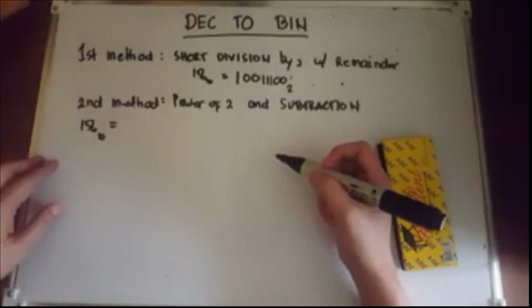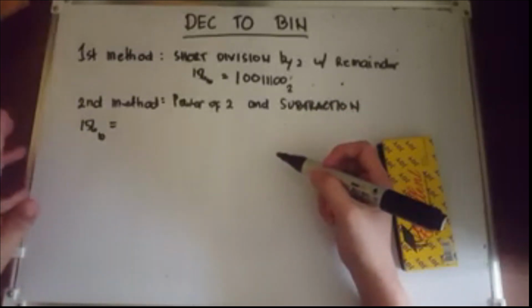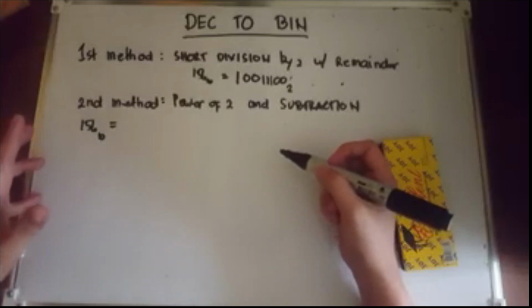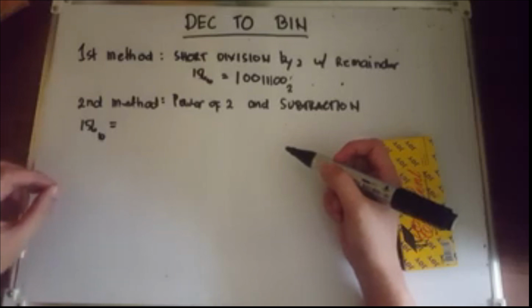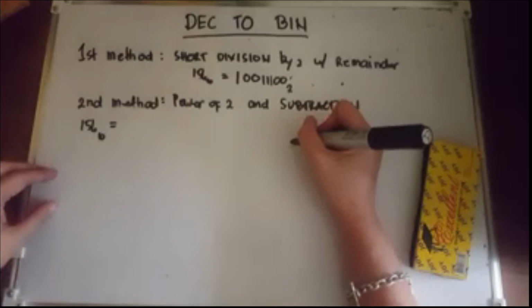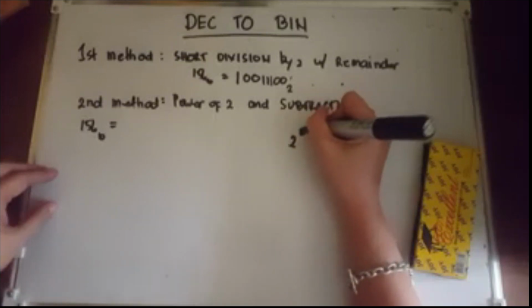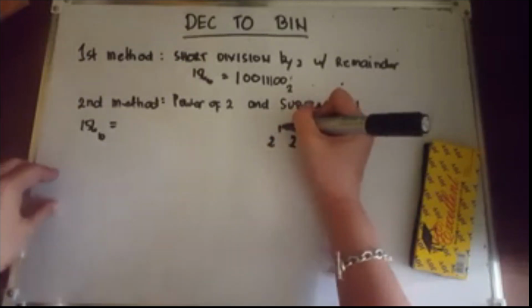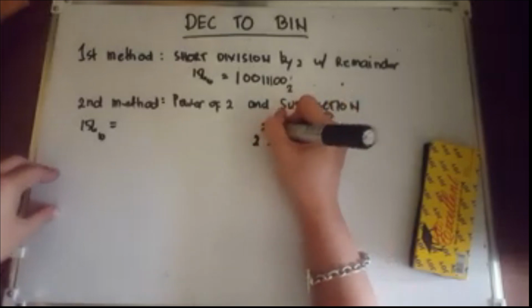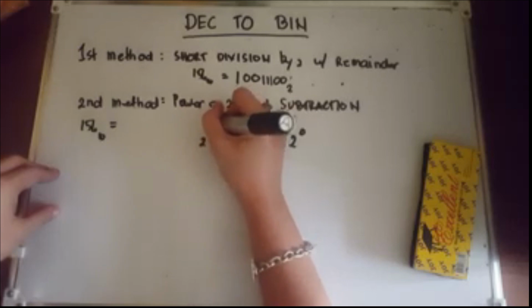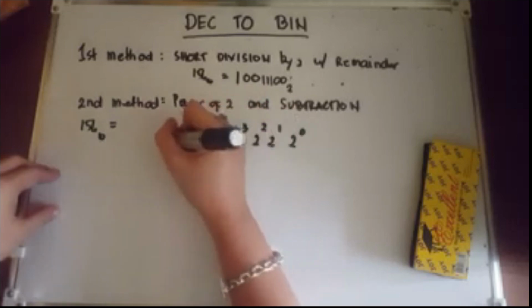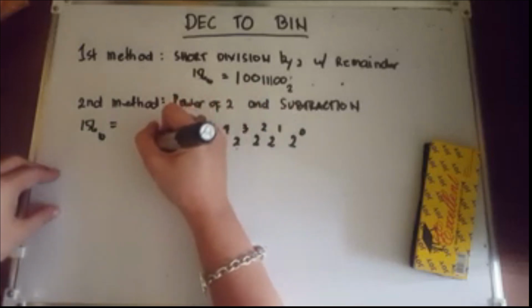Okay, so it really helps if we get familiarized with the powers of 2. So before that, I'm going to write here the base 2 to the power combination. So 2 to the power of 0, we have 2 to the power of 1, we have 2 to the power of 2, 2 to the power of 3, 2 to the power of 4, 2 to the power of 5, 2 to the power of 6, 2 to the power of 7, 2 to the power of 8.